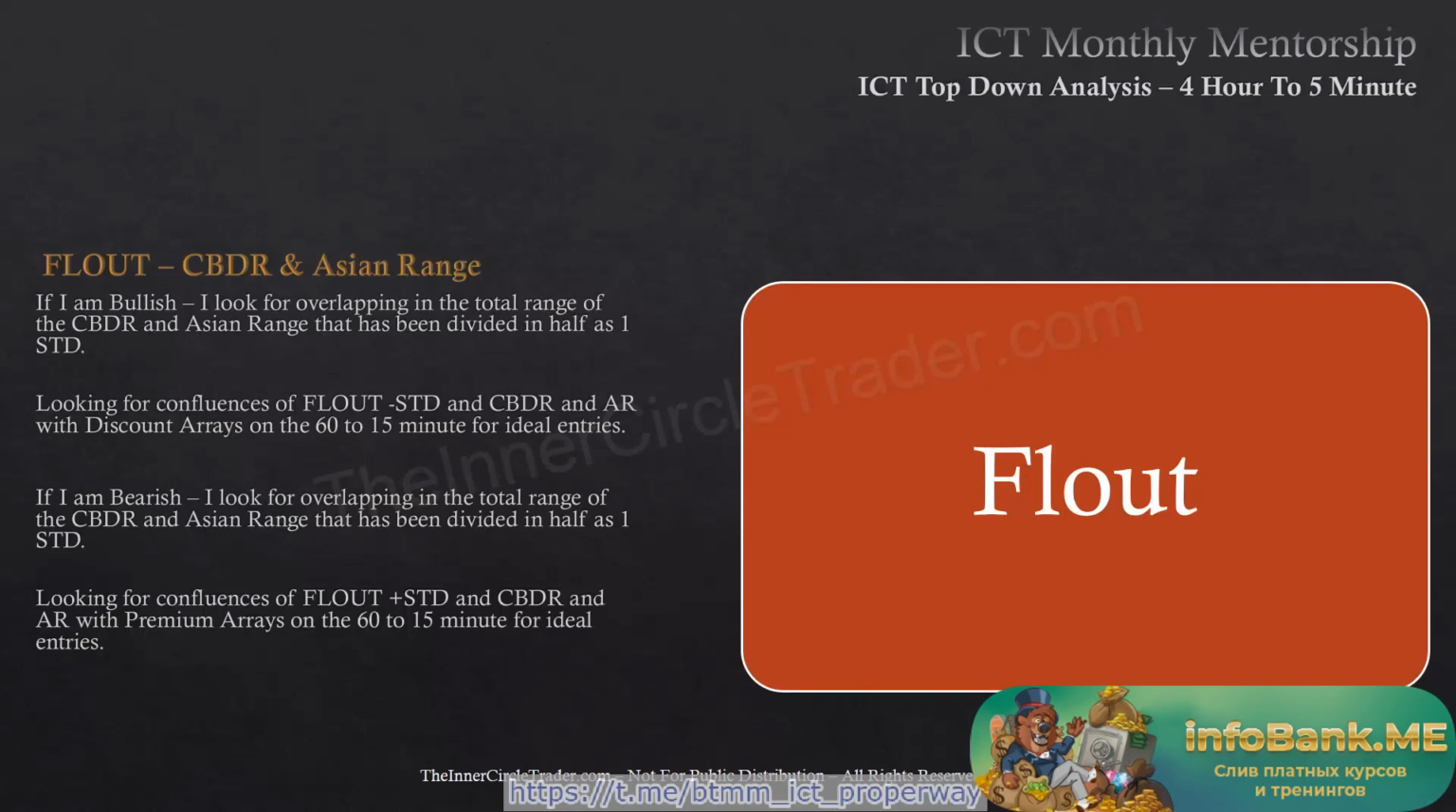And I go from the center point, go up 1, that's one standard deviation, 2, 3, 4, and so on. Those standard deviations are half of the range that makes up central bank dealers range and Asian range in terms of time. Find the highest high and the lowest low, divide that range in half, and project that up. Only half of the range makes the standard deviation. It's not the full range high to low. Looking for confluences of flout standard deviations and central bank dealers range and Asian range with discount arrays on the 60 to 15 minute is ideal for entries.